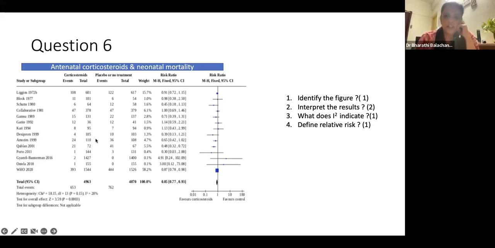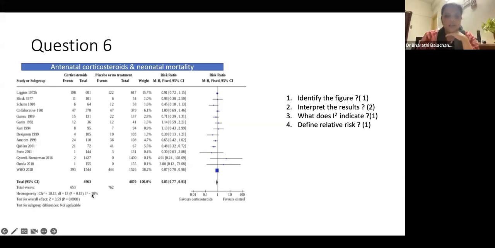So, and then there is something here called I-square. What does it mean? And what is relative risk? So something about statistics here. I-square is nothing but whether all these studies here are homogeneous or heterogeneous. I-square is called a test of heterogeneity.